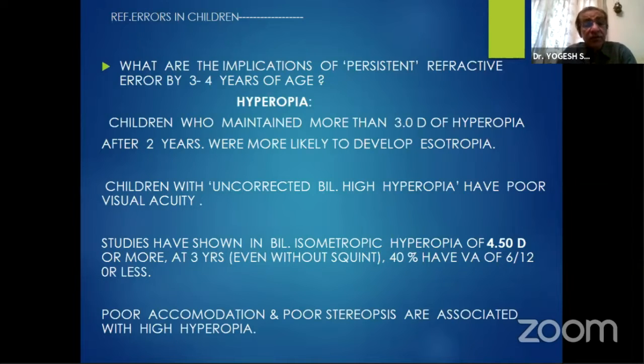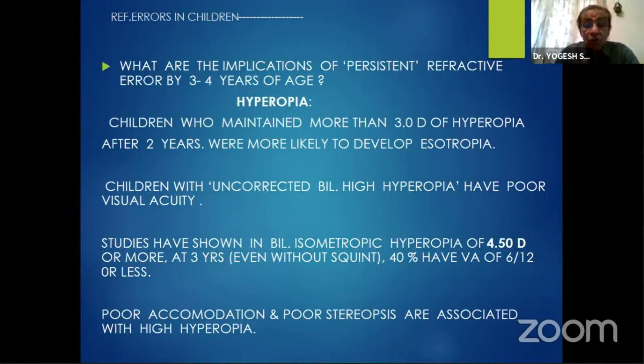So studies have shown that in bilateral isometropic hyperopia of 4 diopters or more, after 3 years, even without strabismus, 40% of children, meaning almost half of the children, have 6/12 or less visual acuity. That means they have gone into a bilateral amblyopia.